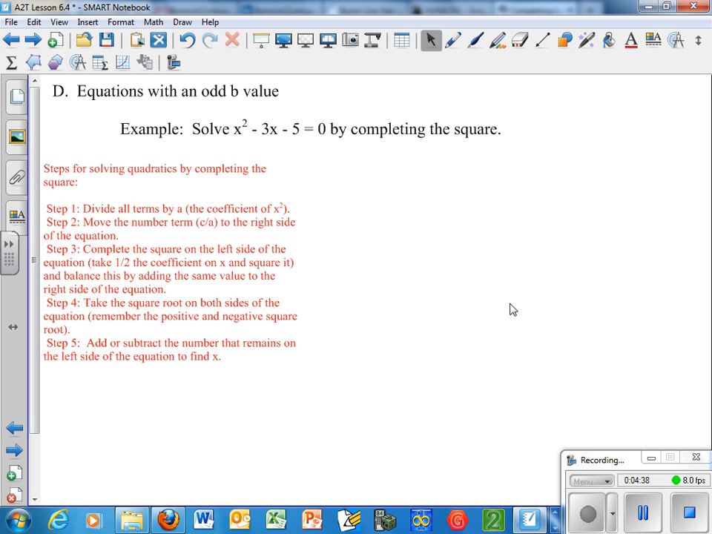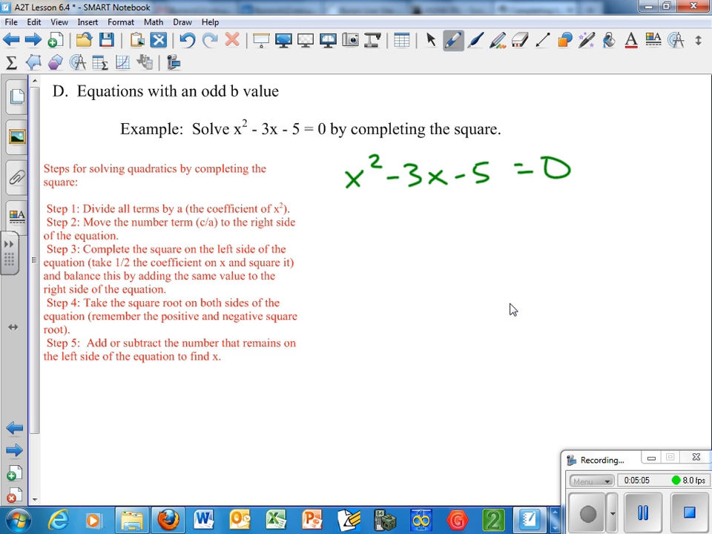Okay, now we're going to look at an example where we have an odd b value. We just looked at where the b value was a fraction. You have to do something similar when you have an odd b value. So it's x squared minus 3x minus 5 is equal to 0. First step again, divide by the a value or what's in front of x squared, if it's something other than 1. In this case, we have a 1 in front of x squared, so we can skip over step 1.